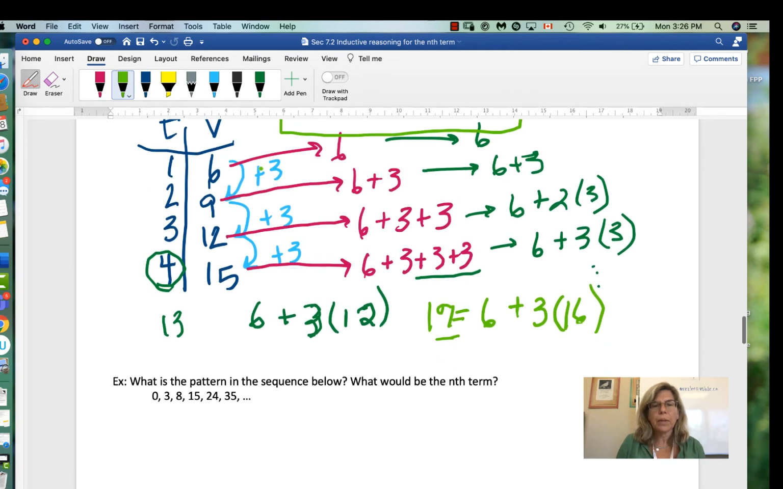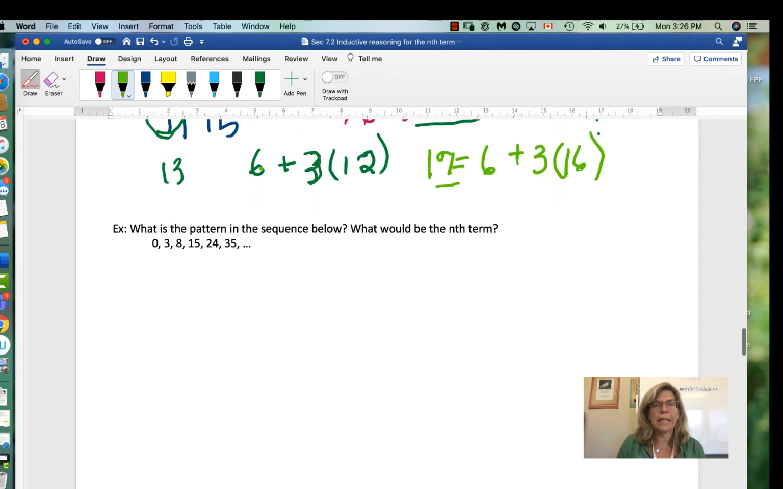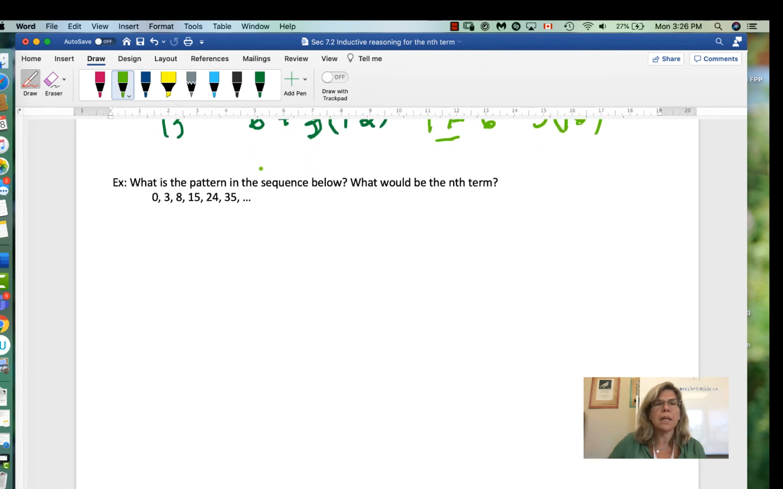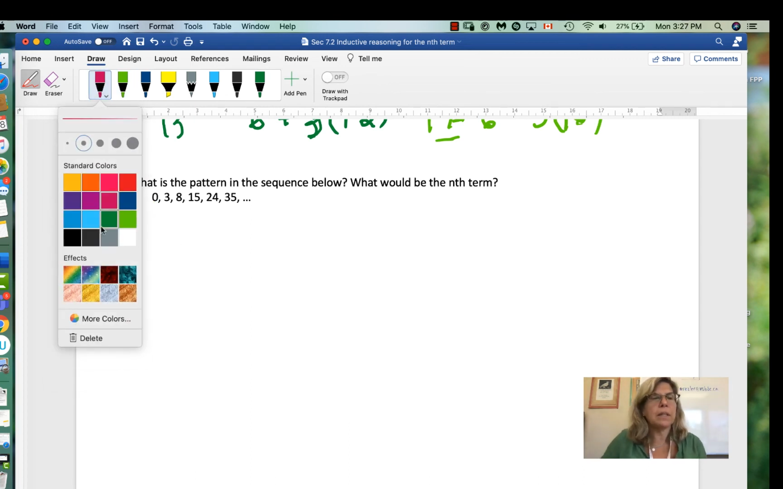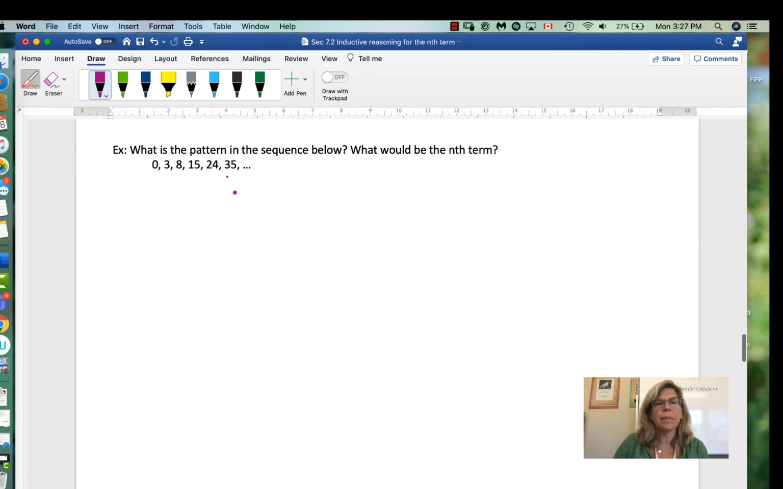Okay, here's another one. Now this one we're really getting into inductive reasoning, and it really is a good example of it. So here we are. What is the pattern in the sequence below, and what would the nth term be? Well, this one we're just going to take a swag, because I'm not going to do the systematic method of finding the series or sequence.